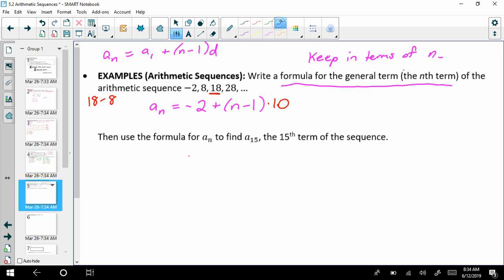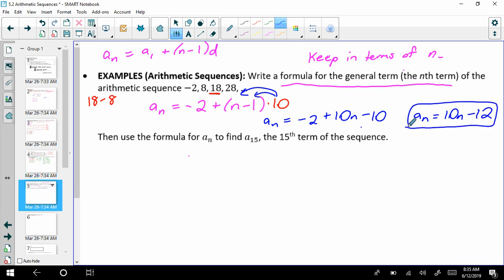The last picky detail, I would just like you to simplify this formula a little bit. So a sub n equals negative 2, I'm going to distribute my 10, so plus 10n minus 10. And then I'd like you to combine like terms. So my formula, my general formula is 10n minus 12. It's called the general formula because now I can substitute in any number I want for n and get an answer. And that's what this second question is going to ask.